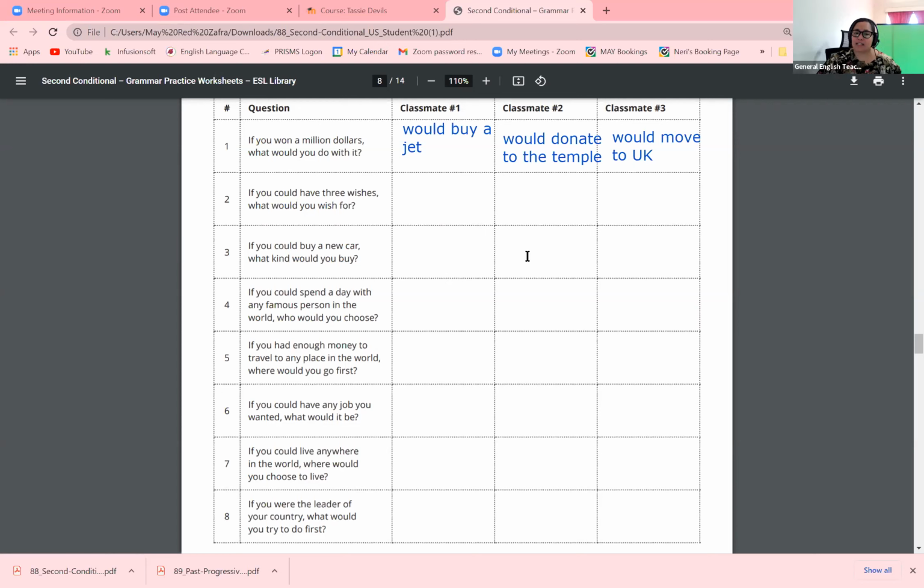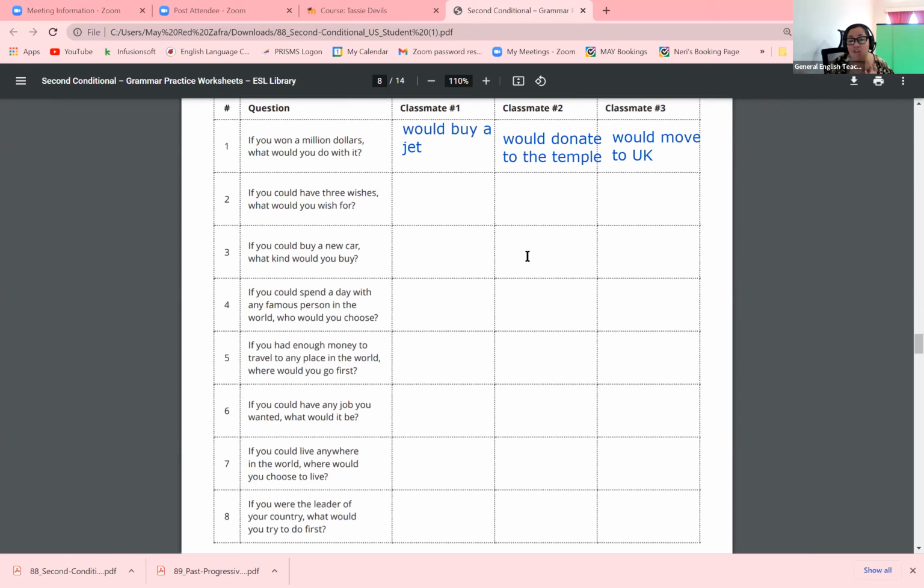Muhammad, if you have 3 wishes, what would you wish for? I wish to buy a house. And I wish to get my family here in Australia. And I wish to buy a jet. Richie, a jet also? Yeah, a jet. Guys, we are 11 people in this class and we got 2 jets. We can travel the world. Okay, good. Remember, be friends to Muhammad and Richie. They'll take us on their jet.